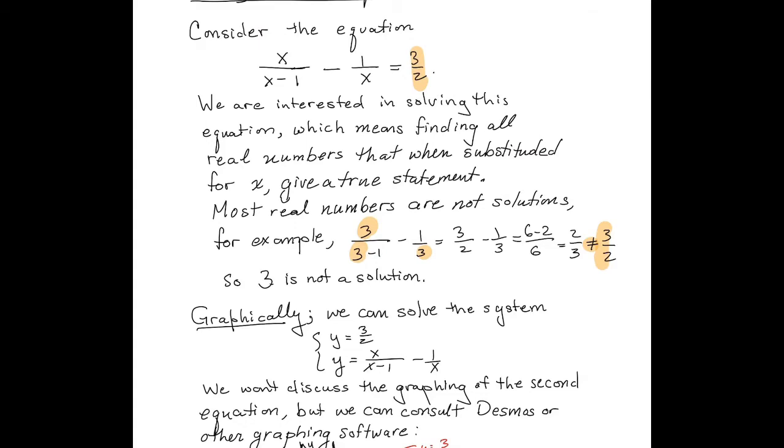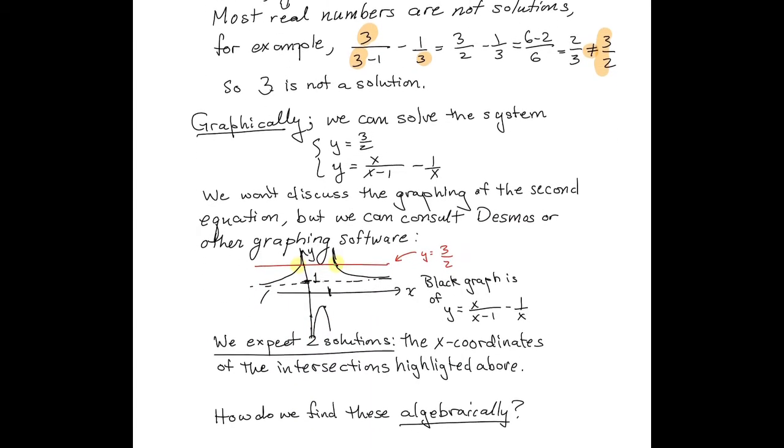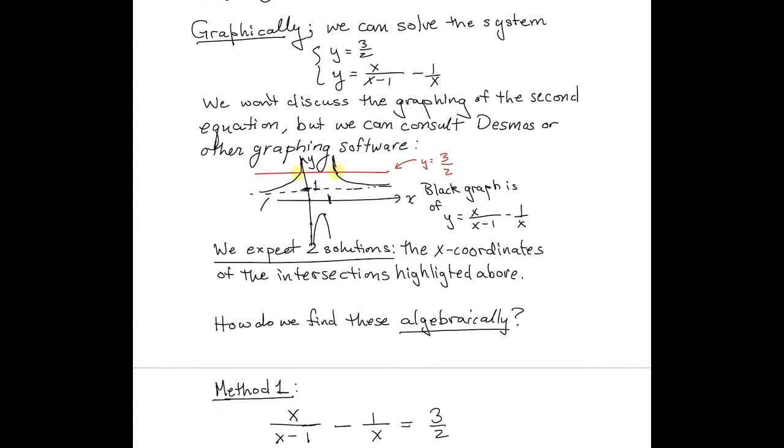Why am I doing this? Because I want to demonstrate the graphical approach. If we are solving this system of equations, we can graph the first equation, which is just a line. That's the red line in the picture. We can graph the second equation. I won't explain how I got this, but you can use a graphing program like Desmos or Maple. Wolfram Alpha will probably graph that for you.